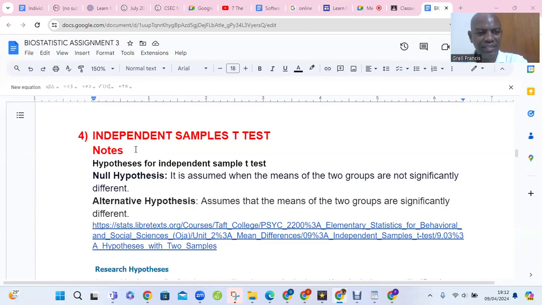Here we're going to discuss the independent samples t-test. And here we have some notes with regards to the test. For example, it says the hypothesis for an independent sample t-test will be the null and the alternative. The null hypothesis will always assume that the means of the two groups are not significantly different. That means that they are equal to each other.